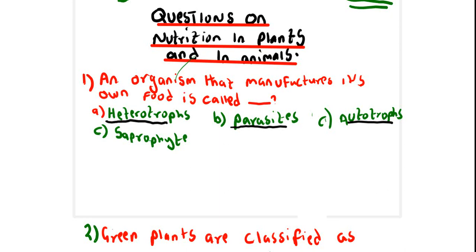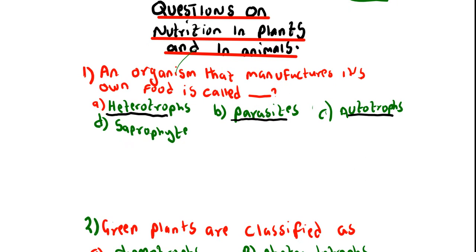In this video, we are looking at biology exam preparation part 1, and we're going to tackle questions on nutrition in plants and in animals. Our first question is: an organism that manufactures its own food is called A, heterotrophs, B, parasites, C, autotrophs, D, saprophytes. And the answer is autotrophs.